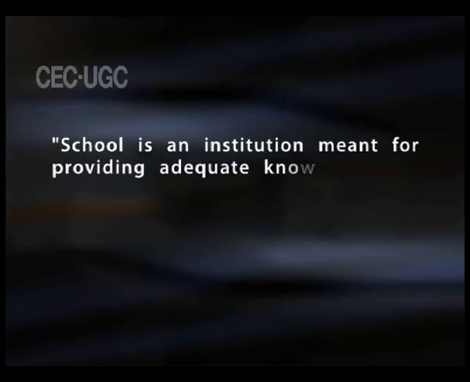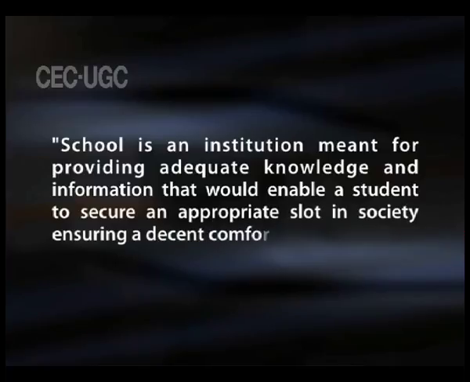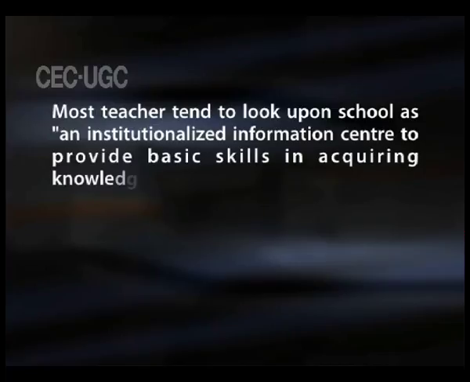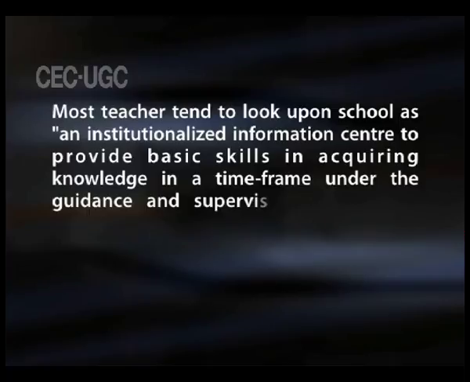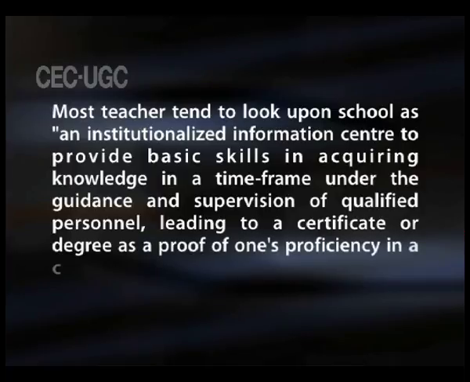A parent might say, school is an institution meant for providing adequate knowledge and information that would enable a student to secure an appropriate slot in society, ensuring a decent, comfortable living. Most parents think along these lines. How would the teacher view schooling? Regardless of shades of differences, most teachers tend to look upon school as an institutionalized information center to provide basic skills in acquiring knowledge in a time frame under the guidance and supervision of qualified personnel, leading to a certificate or degree as a proof of one's proficiency in a cluster of disciplines. This view appears more formalized, precise, and explicit.